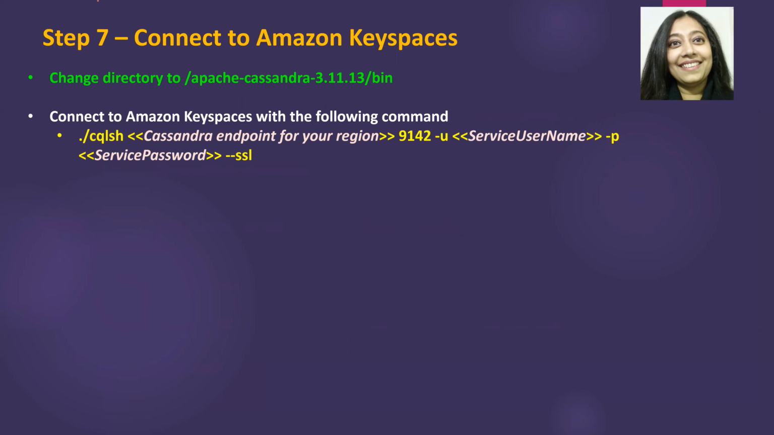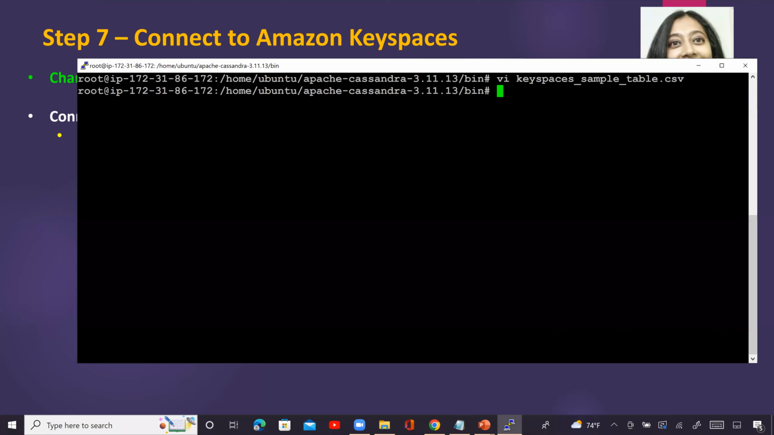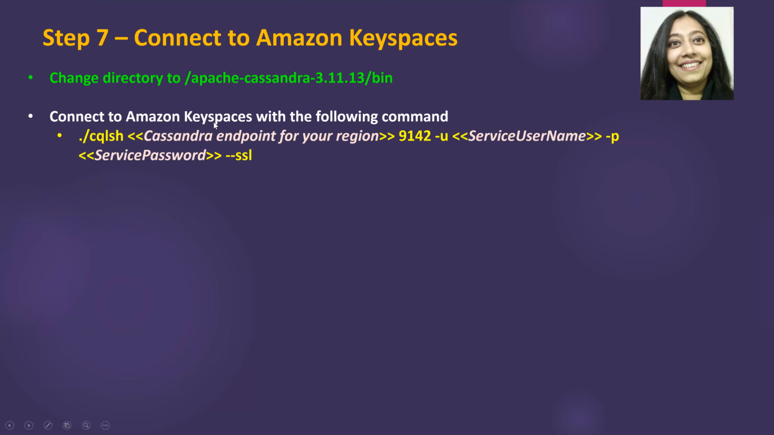Step 7. Now we need to connect to Keyspaces. So we are going to change our directory to this bin, right? Let us see where we are. So we are in bin already. So that is good. So we have completed this step. Now we will use this particular command to connect to Keyspaces. We are going to use cqlsh, the endpoint for our region, our service username and our service password, and --ssl at the end.